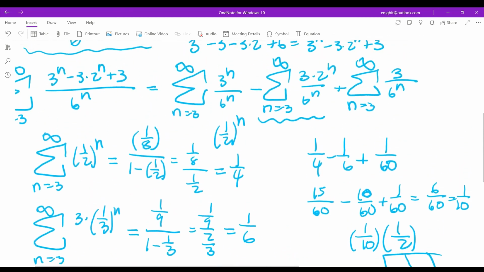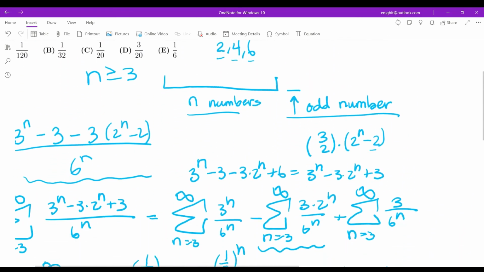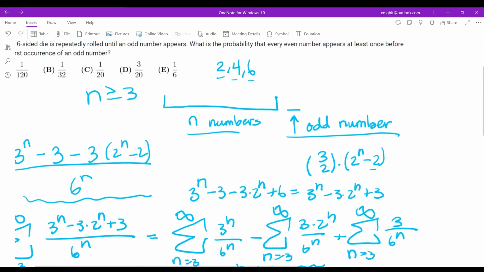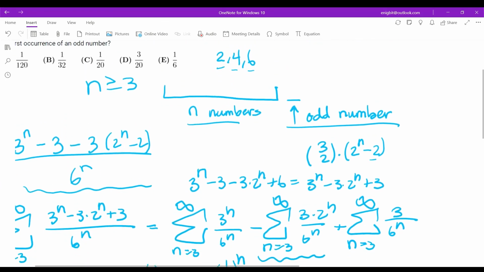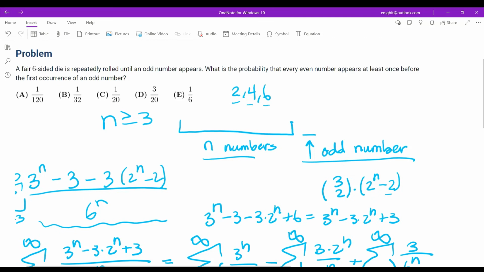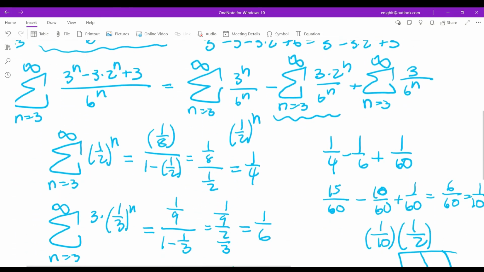So this problem involved infinite geometric sequences, and basically just realizing that if you have anything that's going to infinity, you can write this as an infinite geometric sequence.